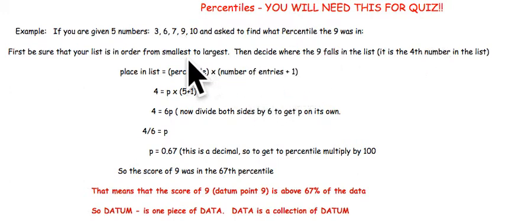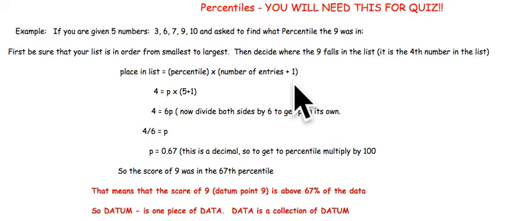So the formula for percentile, percentile isn't isolated because it's nicer to say it this way, is the place in the list equals the percentile, which is what we want to know, times the number of entries plus 1. Now this plus 1 is a little bit arbitrary. We're not going to get into where that comes from.